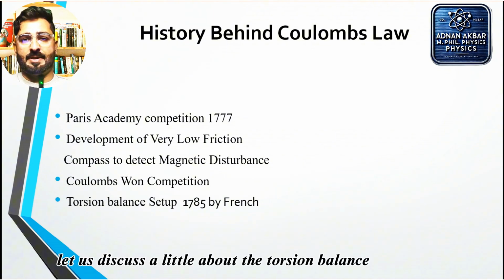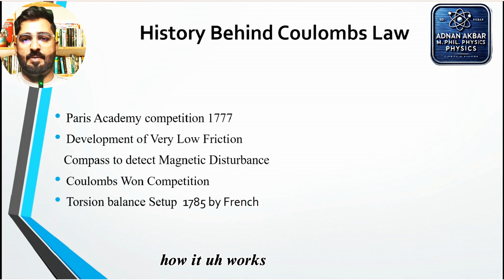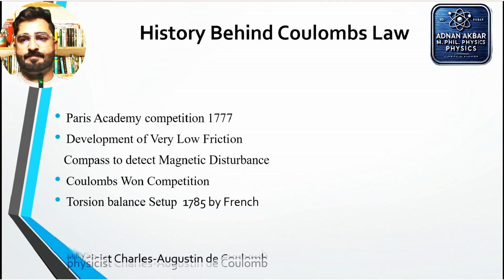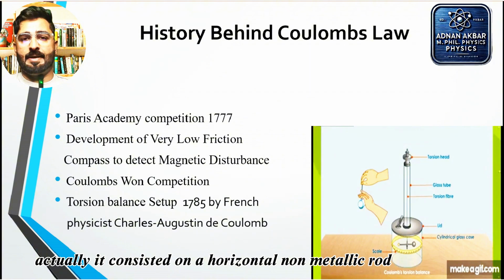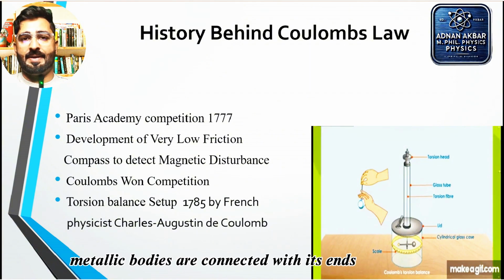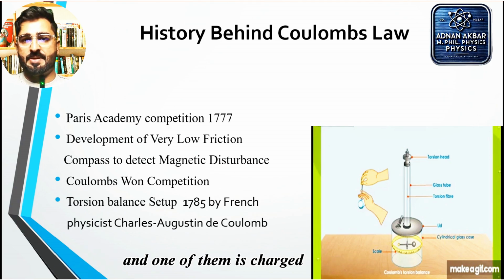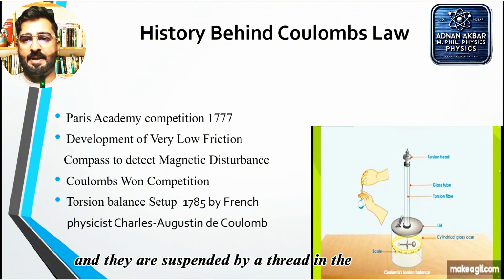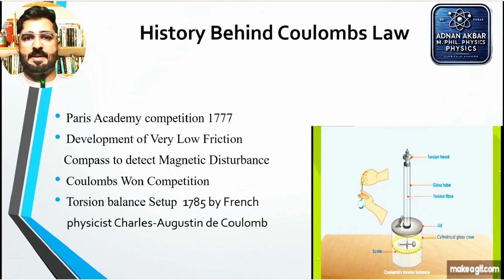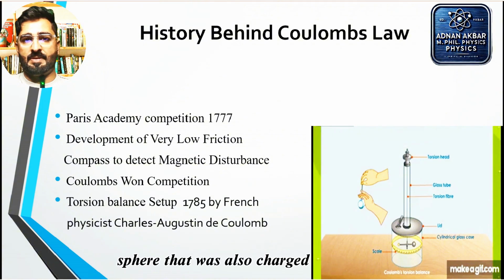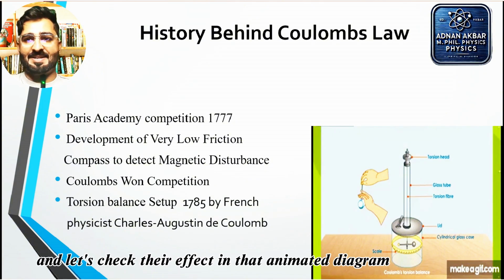Let us discuss a little about the torsion balance, how it works. Actually, it consisted of a horizontal non-metallic rod, and two spherical metallic bodies are connected to its ends, and one of them is charged, and they are suspended by a thread in the glass vacuum jar as shown in the figure. Then he inserted another sphere that was also charged, and let's check their effect in that animated diagram.